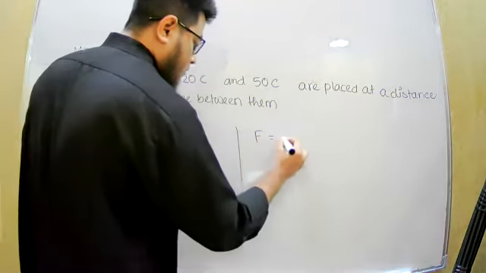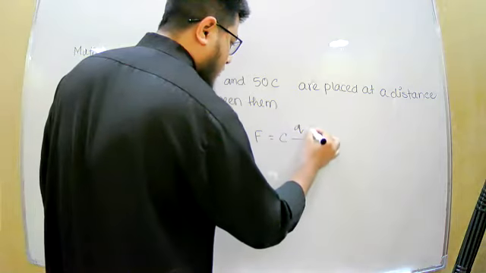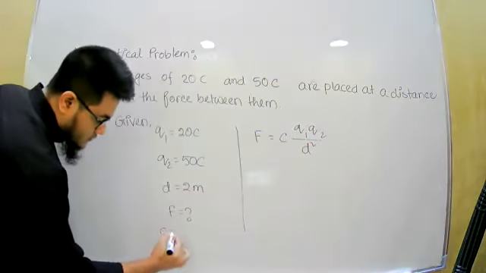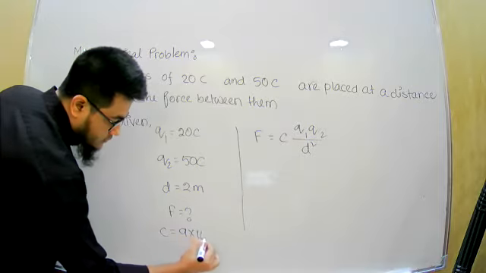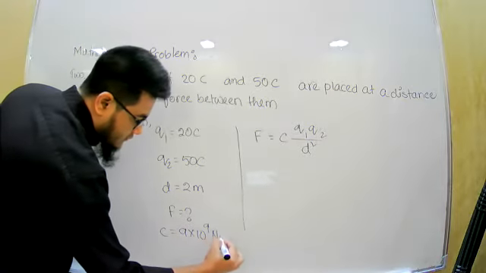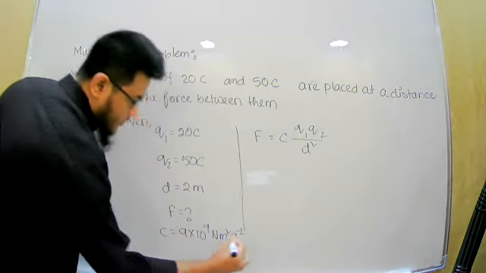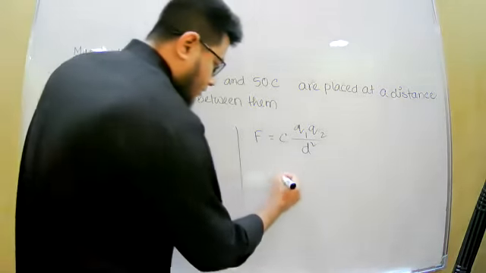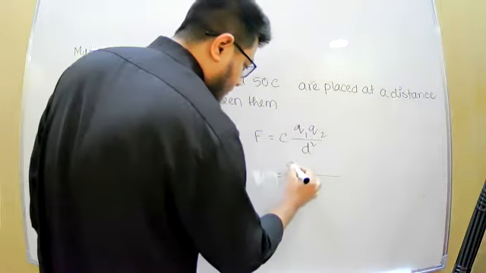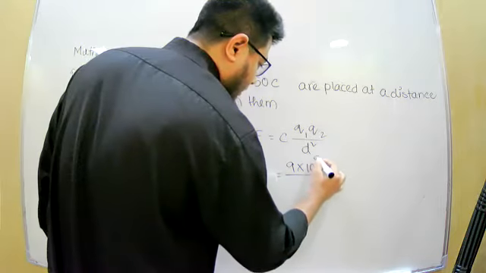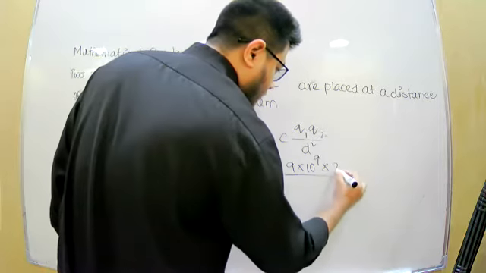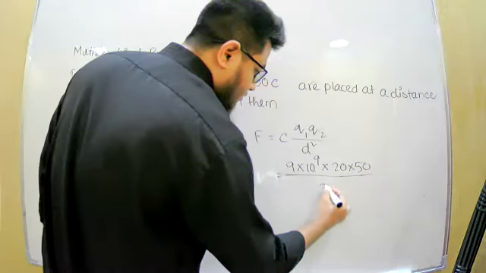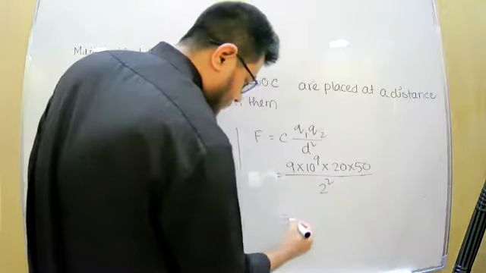So F is equal to C into Q1 Q2 divided by D square. We need the value of C also. The value of C is a constant, so no problem if it is not given in the question. We can just write it directly, as it is constant and we know it. So the value of C is 9 into 10 to the power 9 into Q1 Q2, that is 20 into 50, divided by D square, that means 2 square.